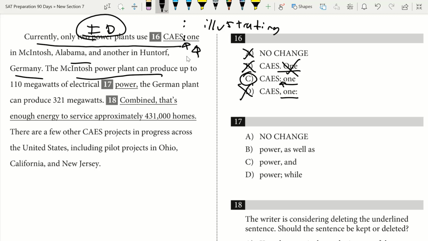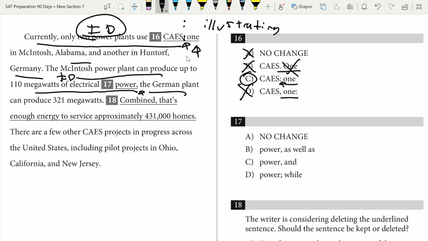The McIntosh power plant can produce up to 110 megawatts of electrical power. I have a comma here, so right here I'm probably looking at dealing with independent clauses and things like that. All right, so I have the McIntosh power plant can produce up to 110 megawatts of electrical power. That's an independent clause.